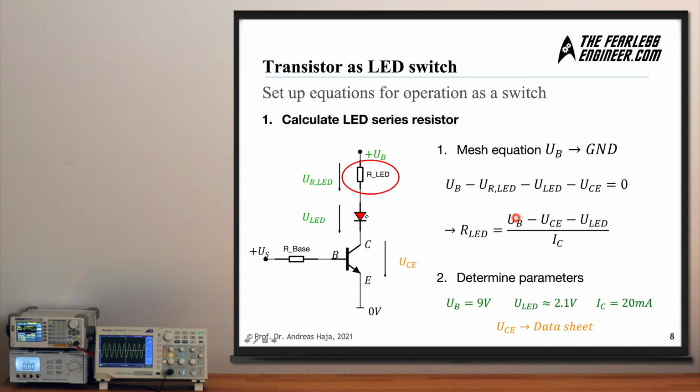We have the supply voltage. In case of a 9-volt battery, this would be the 9 volts. Then we have the voltage drop across the LED, which is approximately 2.1 volts as soon as it's conductive. We also have the collector current, which we want to limit to 20 milliamps. And what's missing is the collector-emitter voltage, and for this we need the data sheet of the transistor.